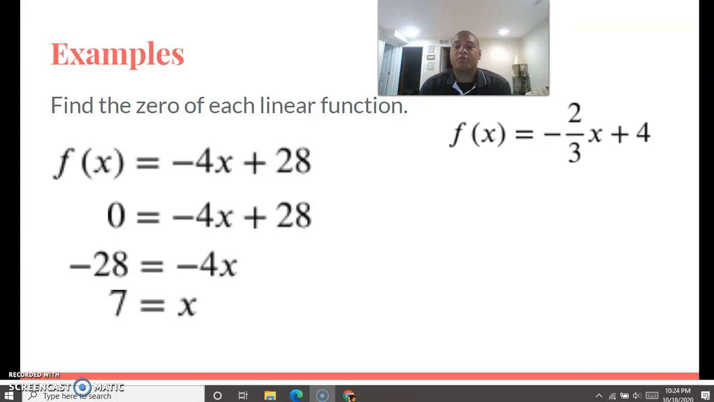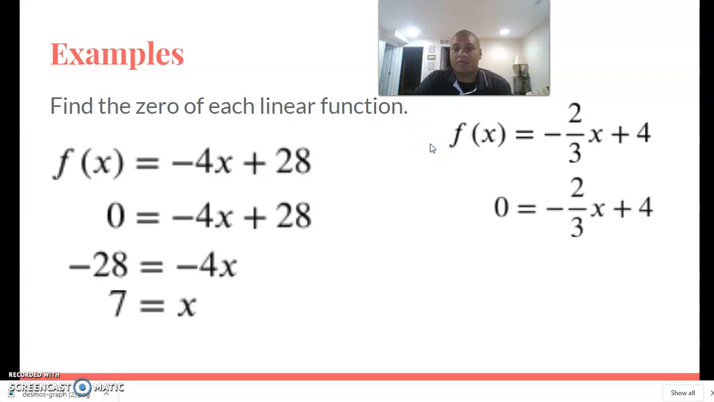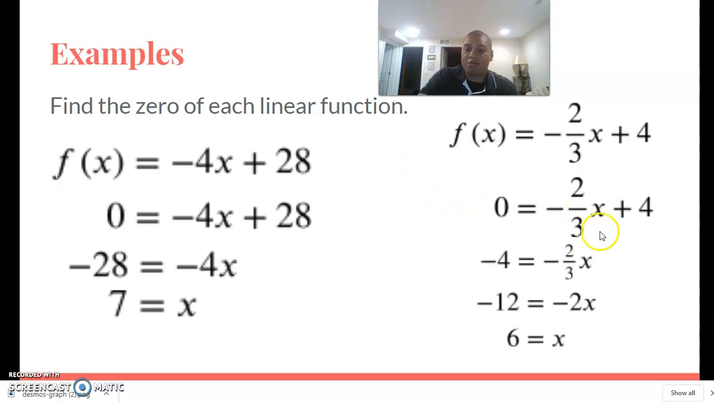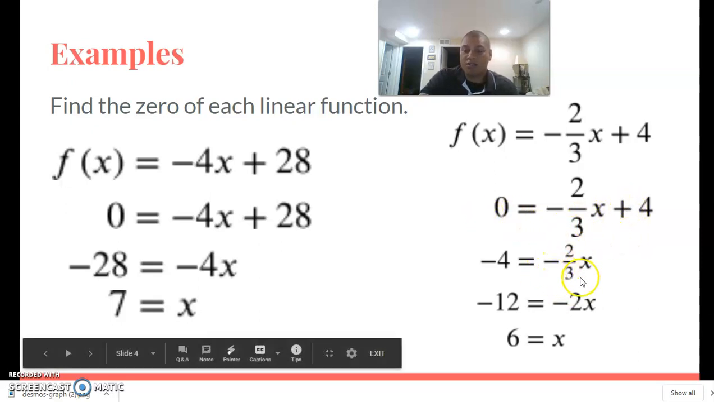Good, hopefully you paused. Like I said, these problems start the same. Plug in 0 for y, which would be plug in 0 for f of x. That's where I got confused, pardon me. And then we're going to solve like normal. Subtract 4 from both sides. You'll notice we've got the fraction to take care of. So when I subtract 4 from both sides, I've got negative 2/3 x.